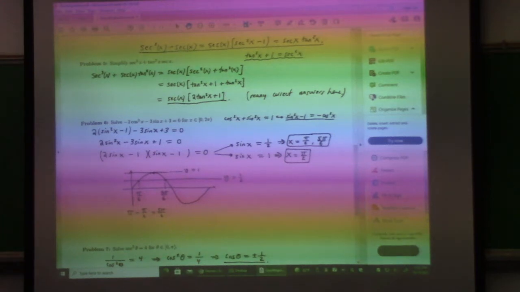Now, even if you just factored out a secant x here, I will give you partial credit. To me, that's the first step. But that would be like halfway.